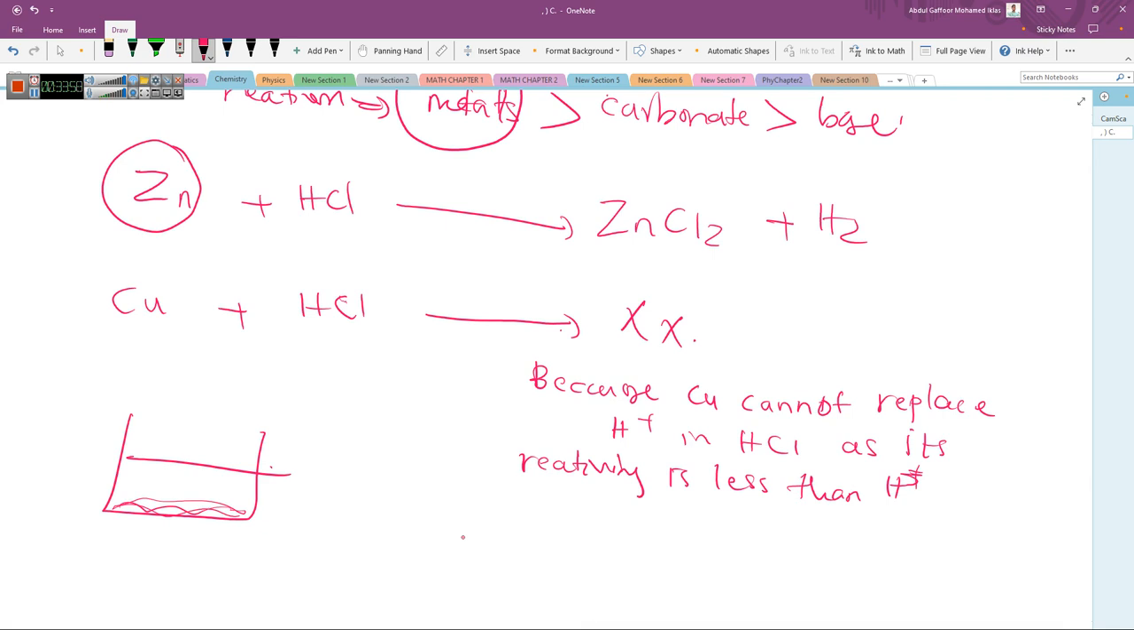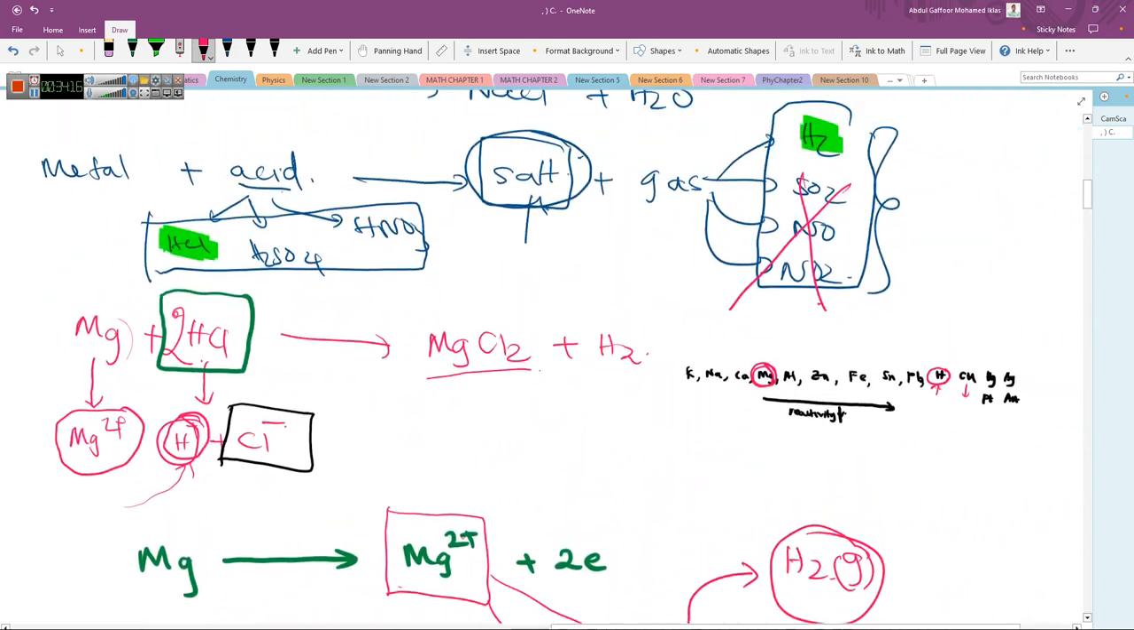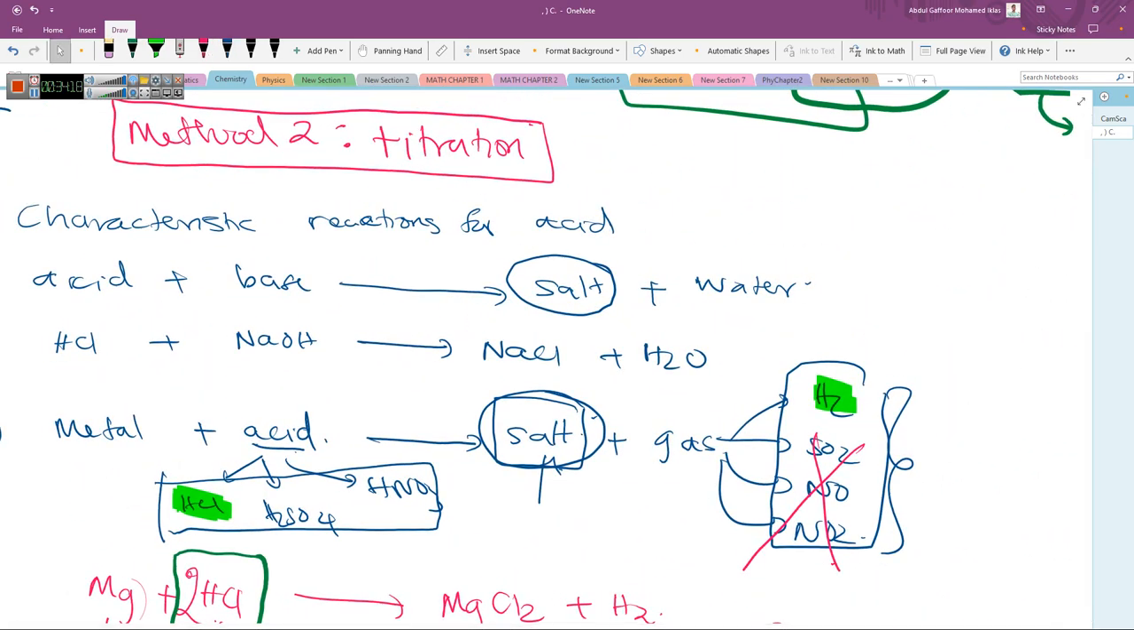But when you put Zn, what will happen? You can observe effervescence of gas because of H2 gas formation, and you get a zinc chloride solution. Now I can erase all these things to create some space.